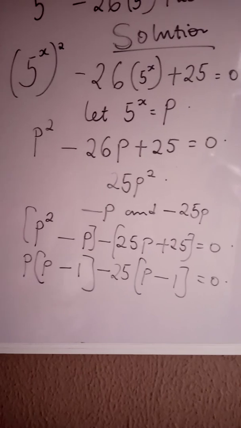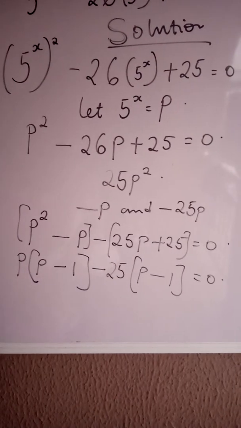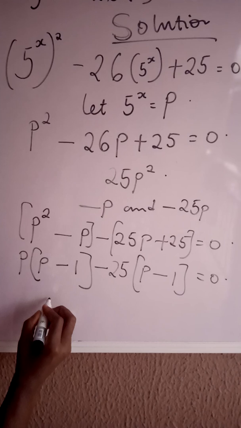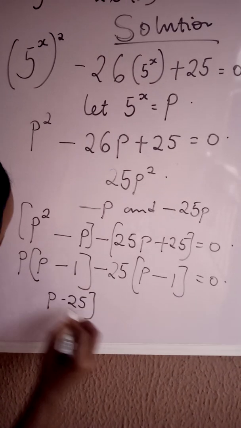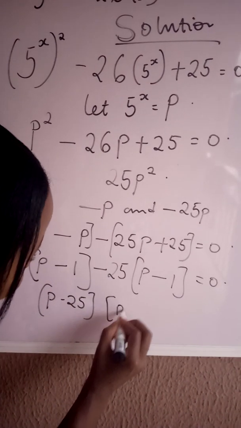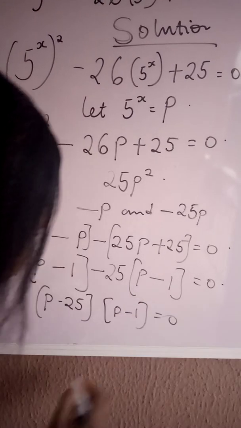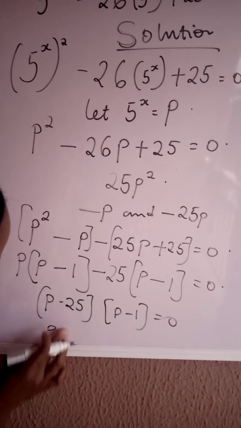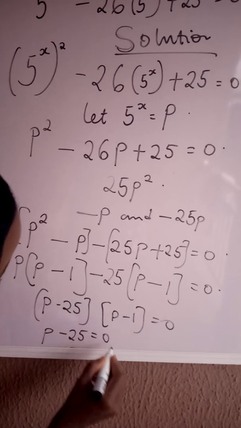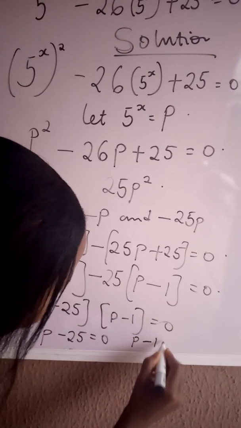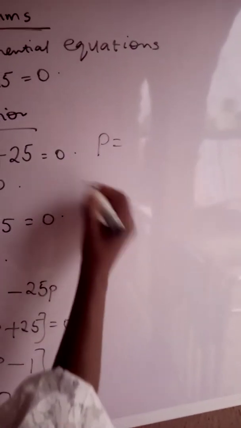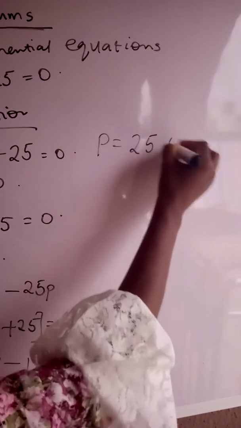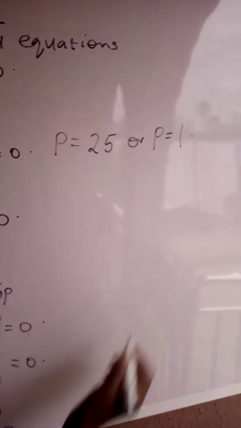Since the value in the bracket is the same, it shows that we are correct. So we'll write out the outside value together: p minus 25, close bracket, then p minus 1, equals 0. So p minus 25 equals 0, or p minus 1 equals 0. So p equals, when minus 25 crosses, 25, or p equals, when minus 1 crosses, 1.